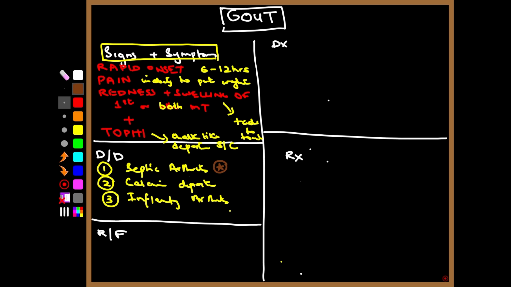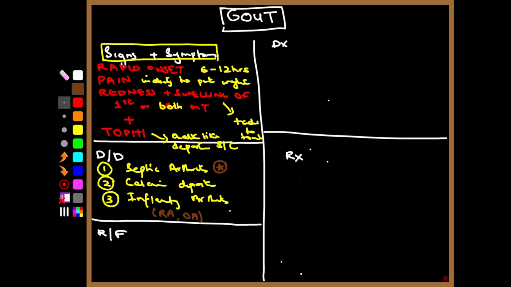Moving on would be inflammatory arthritis. For inflammatory arthritis, we're falling into rheumatoid arthritis, osteoarthritis, and this would obviously present in different ways. And stuff like rheumatoid arthritis would have other things going on that would point towards it a lot more. Calcium deposition would be ruled out on a joint aspiration.